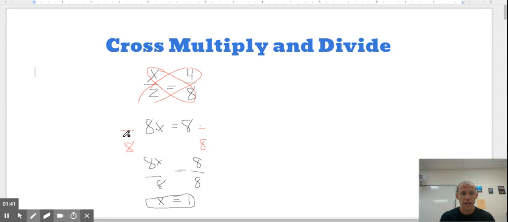Actually, this part right here looks like what we were doing in the last video, but it's just a quicker way. It's kind of a memorization thing. You are cross multiplying, and then you are dividing the thing next to the variable.